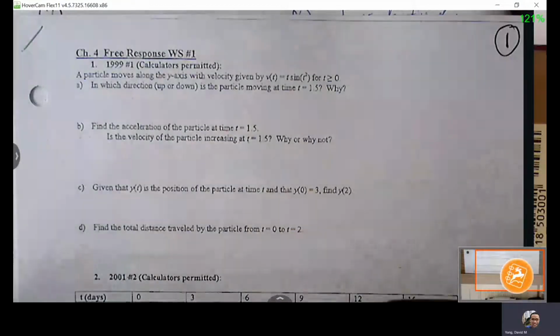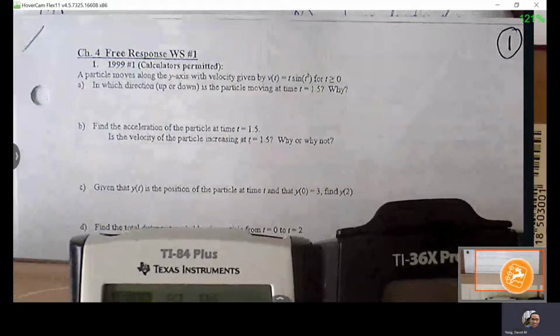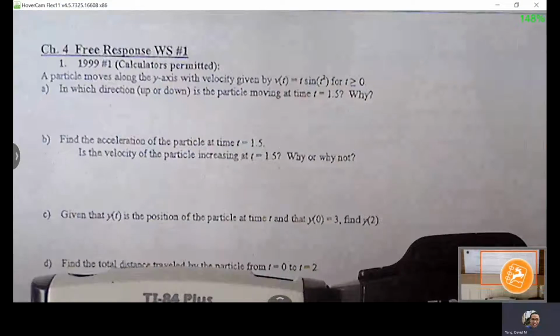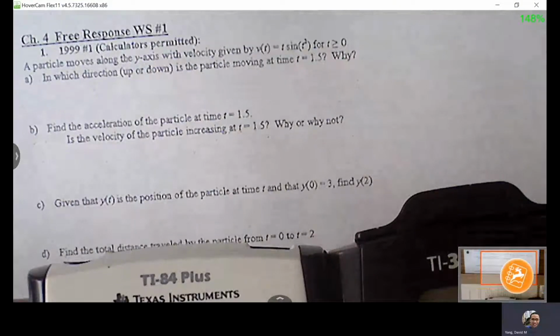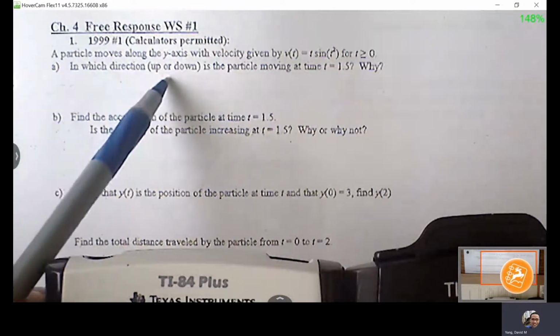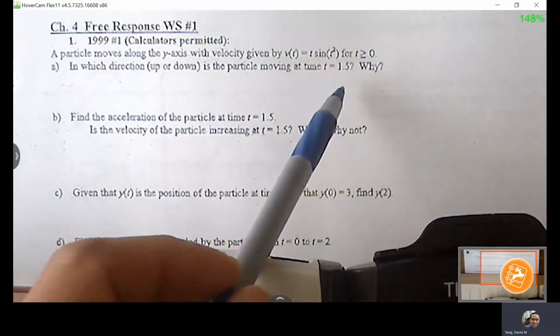Number one reads, a particle moves along the y-axis with a velocity given by v of t. In which direction is the particle moving at time t equals 1.5? So this particle, imagine it's moving along the y-axis. It can only do three things, okay? It can stay motionless, which is velocity 0. It can move up, which is positive velocity. It can move down, which is negative velocity. Okay, so we'll keep those in mind. It says in which direction, up or down, is the particle moving at time t equals 1.5?